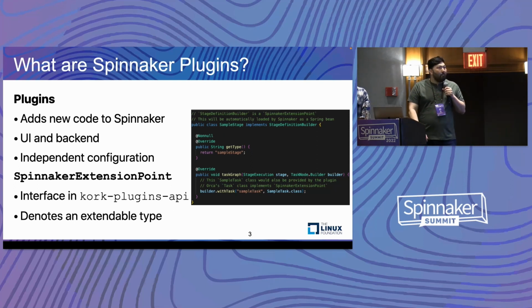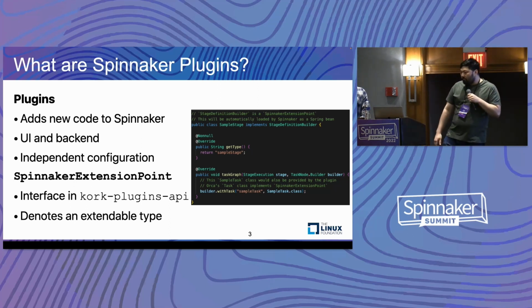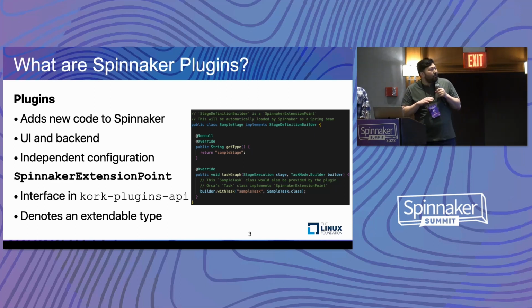Plugins can have many definitions. Sometimes those definitions can contain the word plug, which is a little ambiguous, but I think we can do better. So what exactly is a Spinnaker plugin? Well, they are bundles of new code that add features and functionality to Spinnaker. They can be created for both the UI and the backend, like creating a new stage, for example, and can have any kind of configuration that they need.